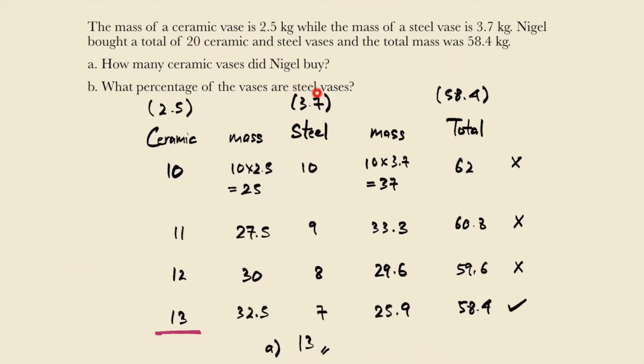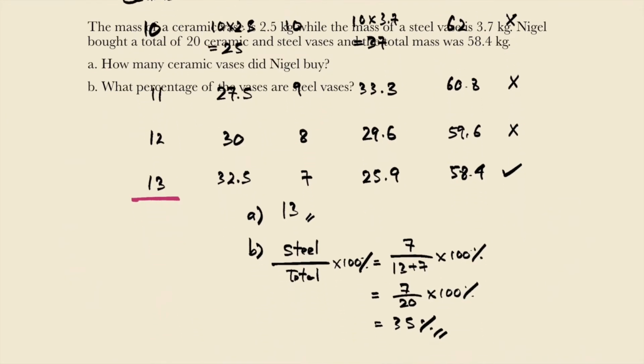What percentage are steel vases? So we've got 7 here, the total being 20. So let's have that as the percentage. 7 out of 20 times 100%, that will be 35%.